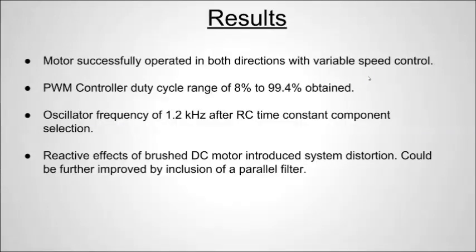The results of this project were quite successful in that I was able to reach the goals of bidirectional rotation control with variable speed. PWM controller duty ratio came out to a nice range of 8% to almost full power at 99.4%, which gave a wide range of speed control. The oscillator frequency came out to 1.2 kilohertz after the RC time constant values were created by selecting different component values for the resistors and capacitors.